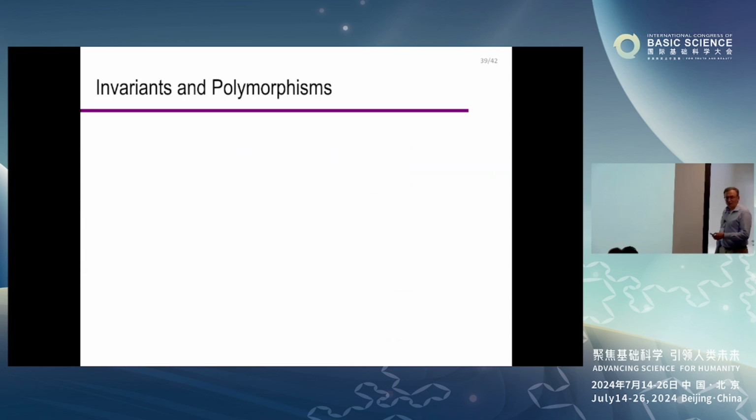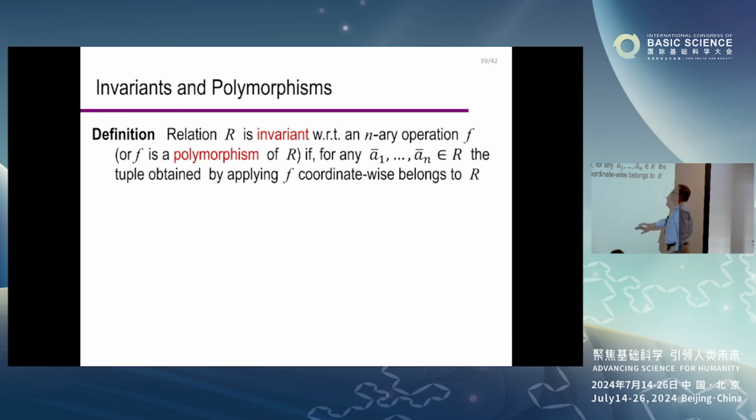Okay, so to actually state the result, I will need one more definition, which is a little bit more technical than what we've seen before. I need to talk about invariance and polymorphisms. So suppose I have a relation, imagine tuples, and I have an operation. Operation means a function: I have several inputs, and I compute the output. I say that f is a polymorphism of my relation if I take tuples from my relation, apply my function component-wise, and get another tuple, and this tuple must be in the relation as well. So in a way, f preserves the relation.